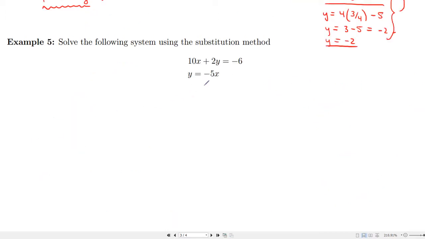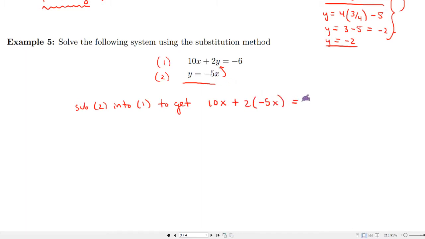And let's solve this one using a similar procedure. So we have 10x plus 2y equals negative 6, and y is equal to negative 5x. Oh, well, that's nice. y is already solved for. So we kind of have a little bit of the work already done. So let's substitute this right into equation 1. So sub 2 into 1 to get what? 10x plus 2 times negative 5x is equal to negative 6.